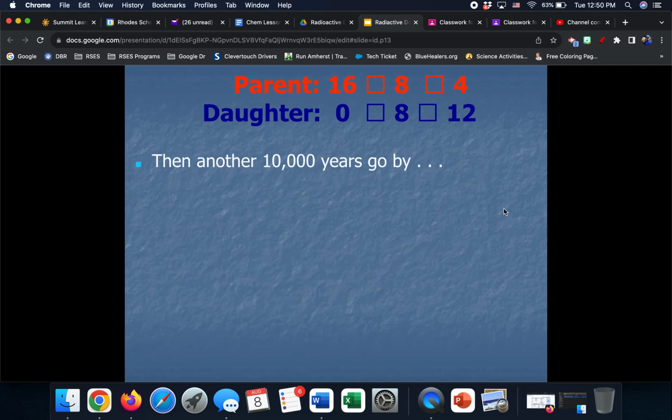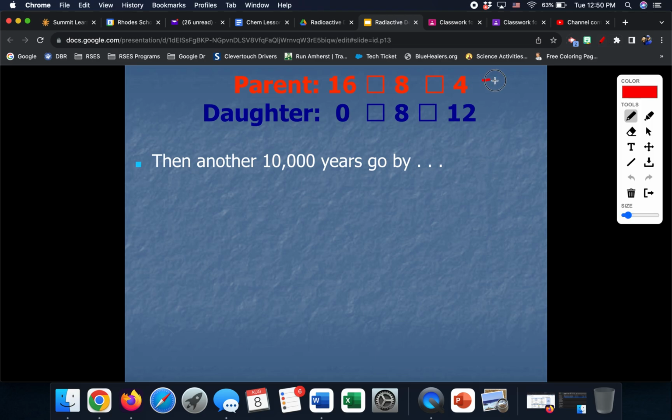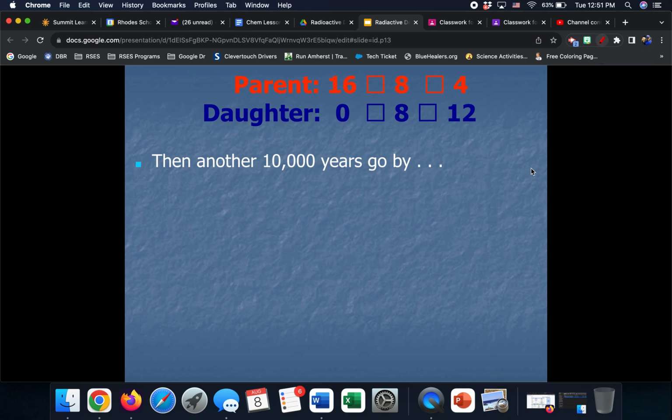Now, if another 10,000 years go by, we're going from 4, half of those go down to 2, and we have to equal 16, because that's what the total is. So those 2 turn to daughter atoms, and now we're at 14. And then we'd be at 1 and 15. And then a half and 15 and a half. Then 0.25 and 15.75. You never get to 0 because you can always keep dividing by 2.